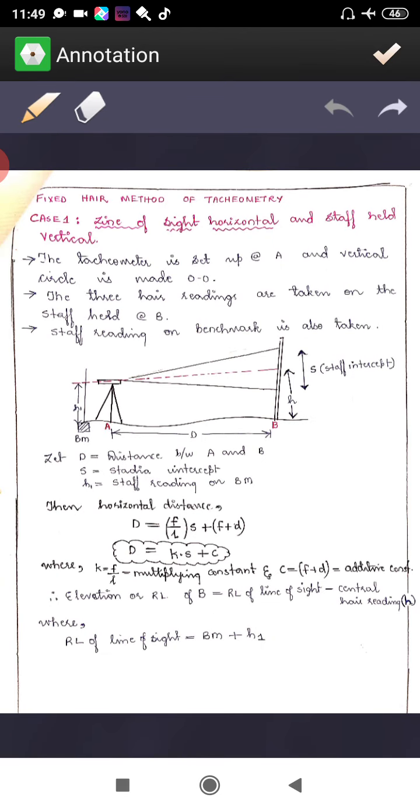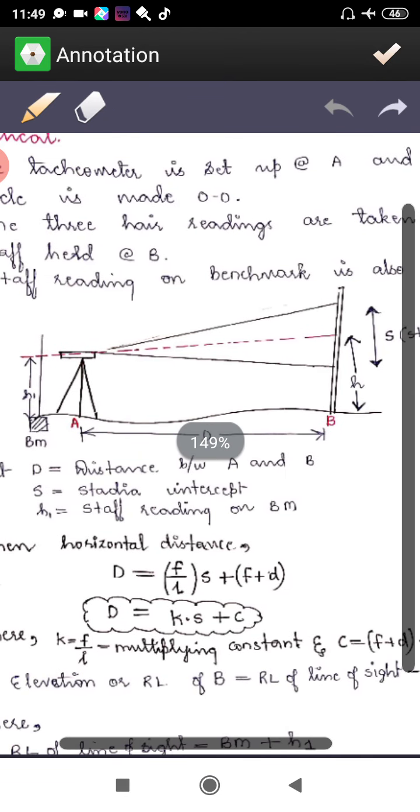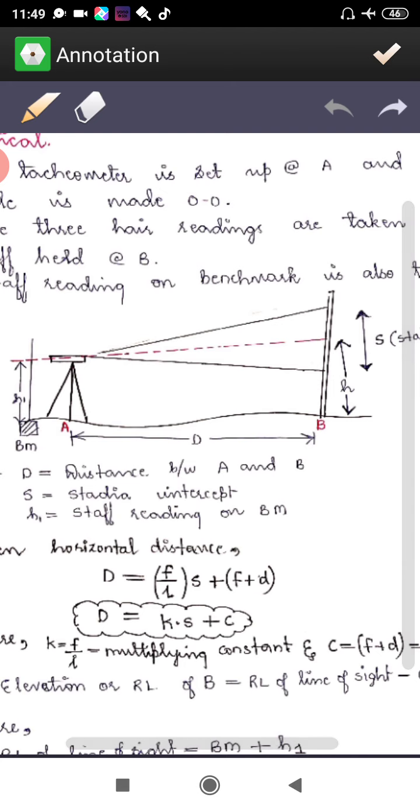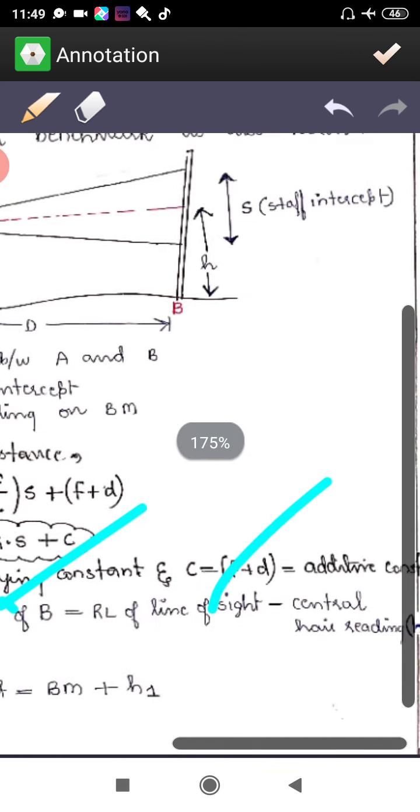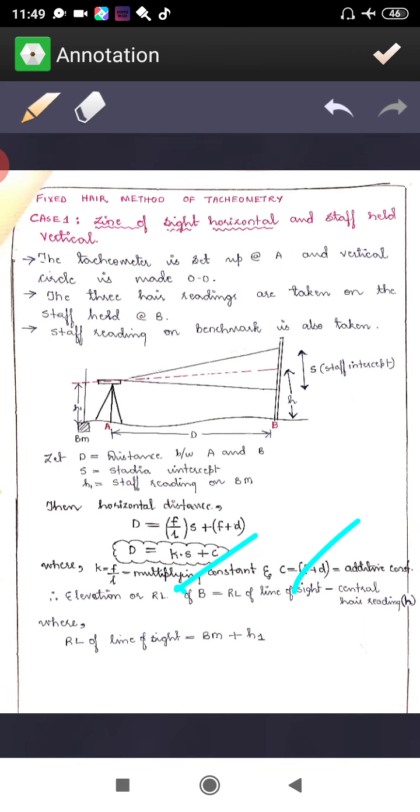Now if you project this, I'll show you. RL of benchmark is known. RL of benchmark plus S1, you are going to come at the line of sight here, minus H, if you do this, you are going to come here, at the ground point, right? So this is what you have to keep in mind. As I said, elevation of RLB is equal to RL of line of sight minus that central crosshair reading small h.